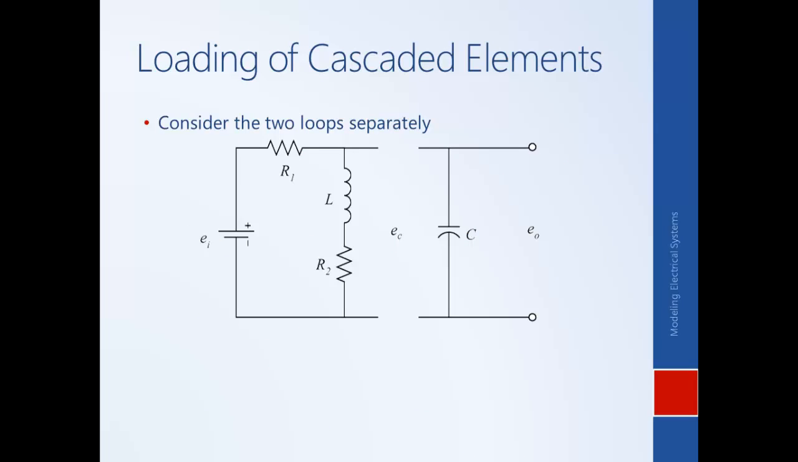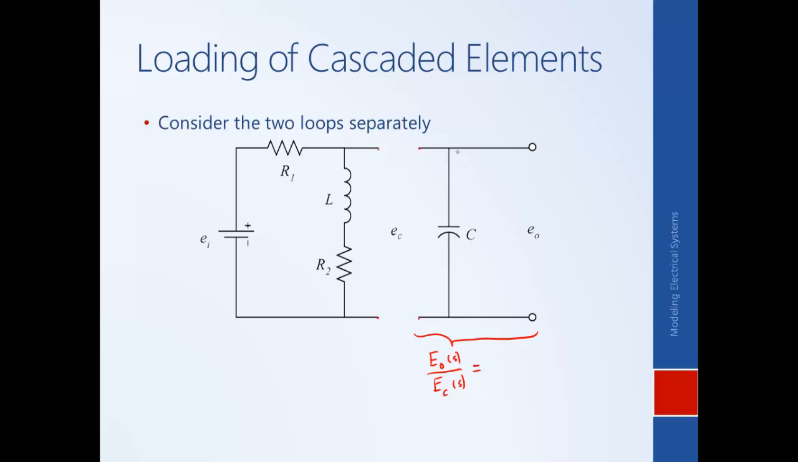Something to think about is to take this circuit that we just analyzed and break it into two, and consider it as two loops separately that are in series. So if we look at this half of the equation, you can consider the voltage across the capacitor as some intermediate voltage. We'll call it EC. So we can think of it as the output of the first loop and the input of the second loop. So in this circuit, EO is the output and EC is the input.